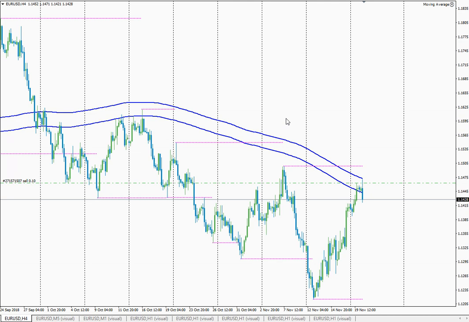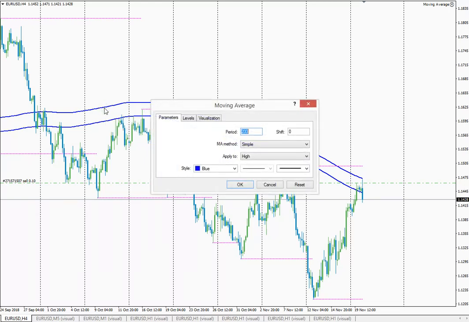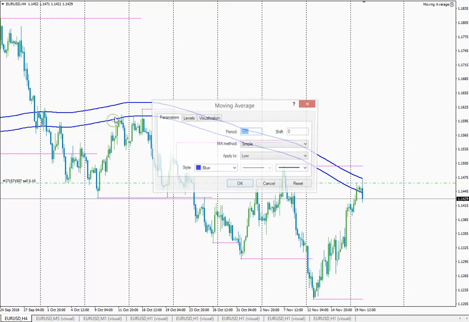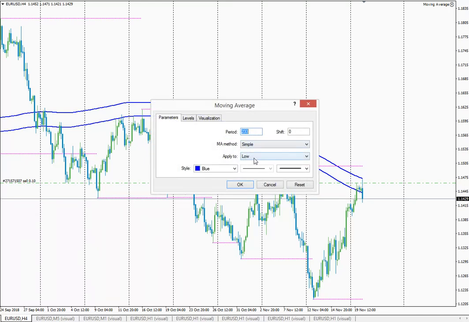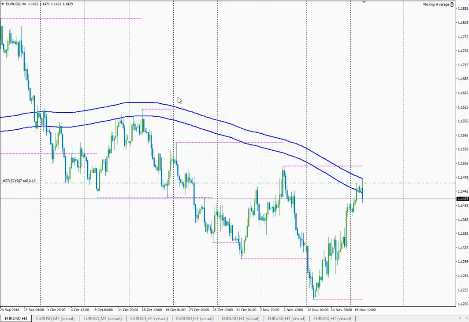This is just a video to show you how to use moving average. There are many ways of using moving averages, but this is one of the perfect ways. Here are the indicators I'm using: a moving average, period 233, simple, high, and the next one with the same settings, 233, simple, low. So I have a moving average high and low.